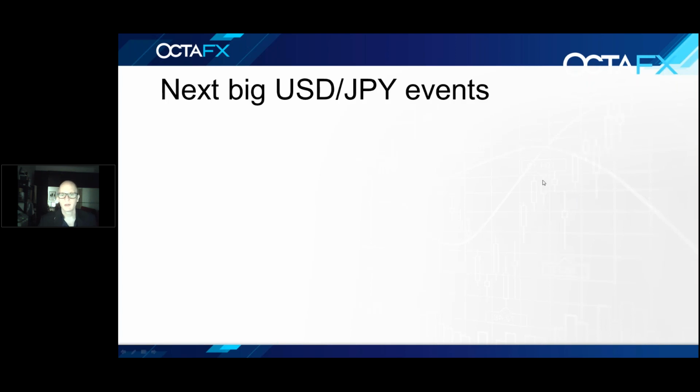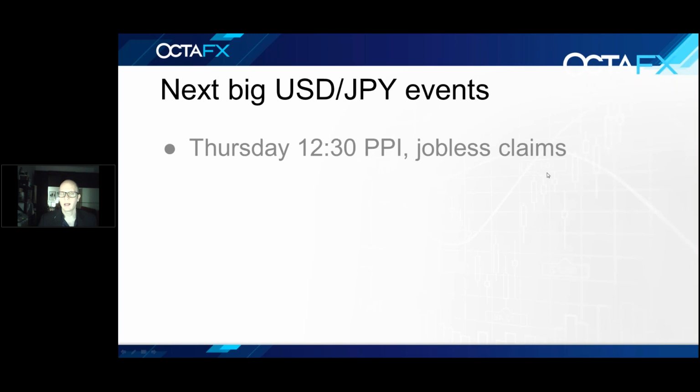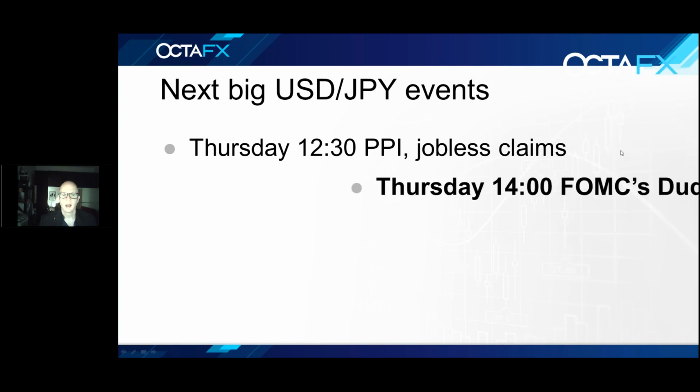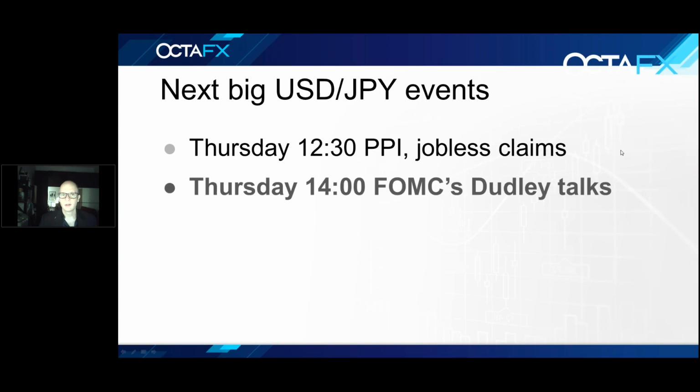Okay, what are the next big events to look out for? So today at 12:30 GMT, all times are GMT, we have the producer price index, sort of a secondary inflation figure, and the weekly jobless claims, which have been very, very stable of late. More importantly, today we have number 3 at the Fed, Bill Dudley, the president of the New York Fed. He'll be speaking at 2 GMT.